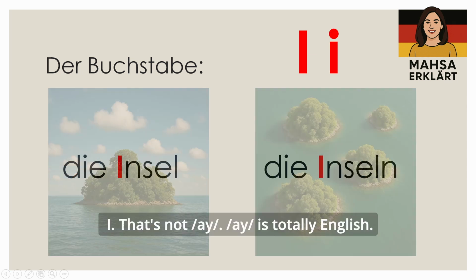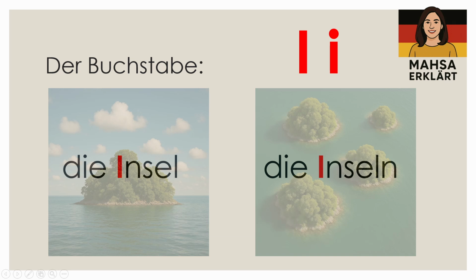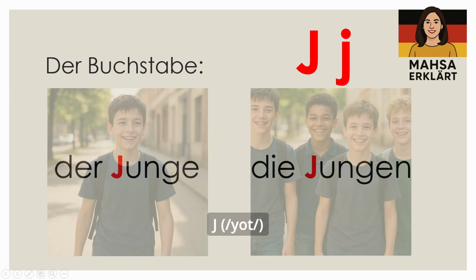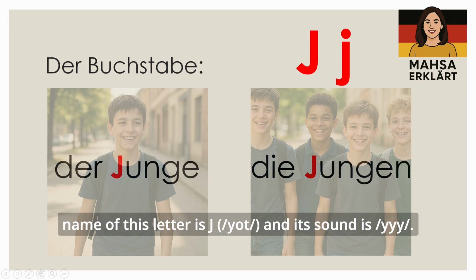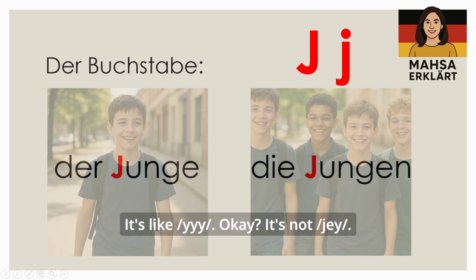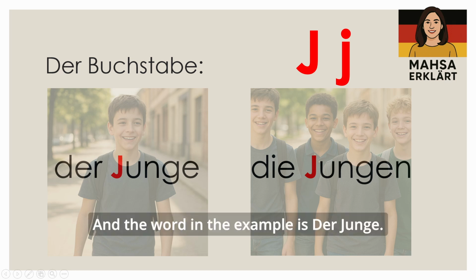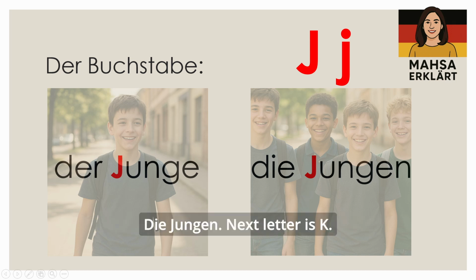E. That's not I. I is totally English. And this is not English, this is German. So this is E. And the example is die Insel. J. The name of this letter is J, and its sound is Y. It's like Y, okay? It's not J. J is English, that's J. And the word in the example is der Junge. Die Jungen.